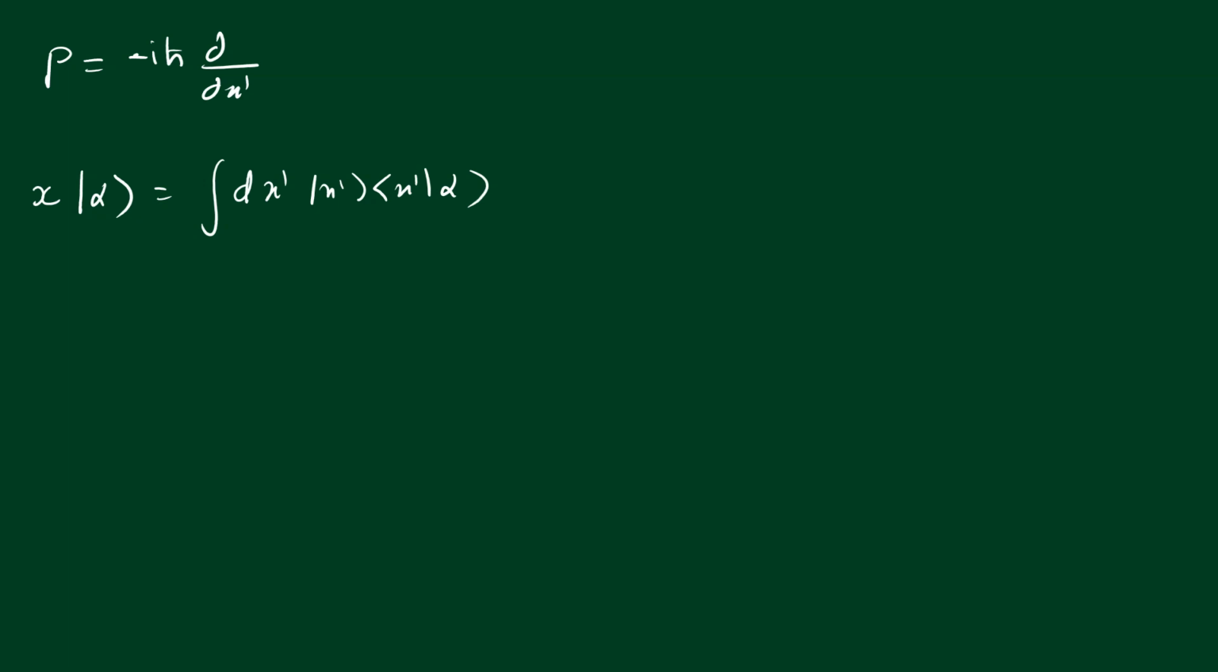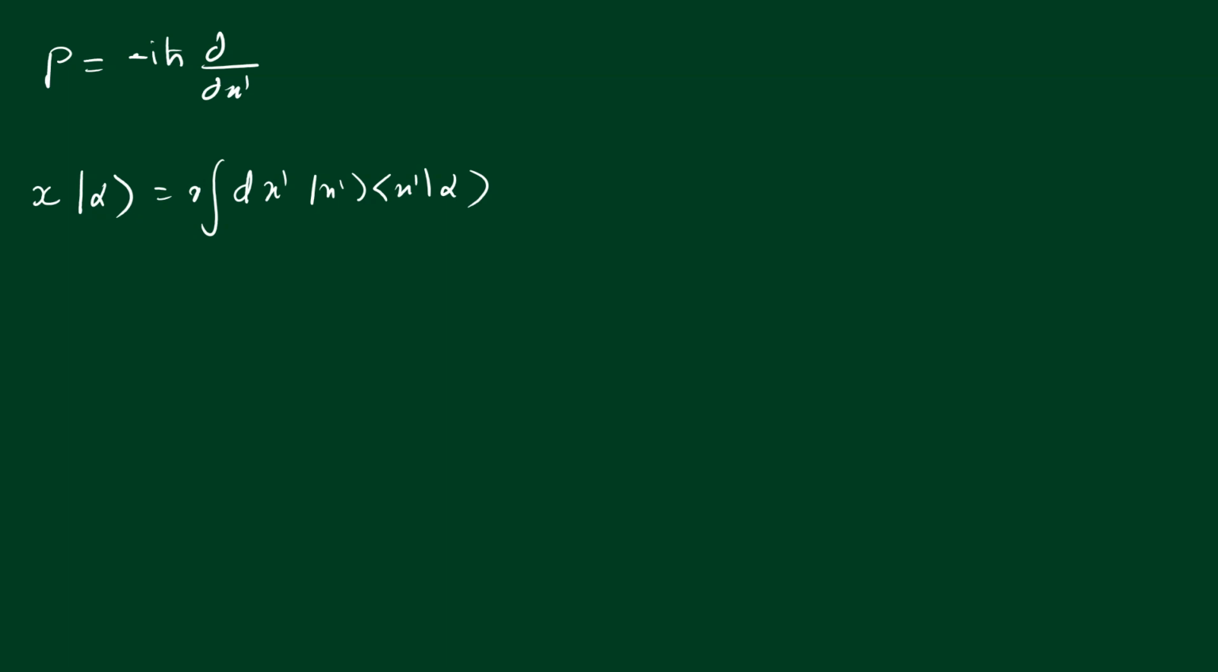Now we have the representation of the momentum operator in the position basis as minus i h bar partial derivative with respect to x prime. We also have the representation of the position operator in the position basis. This can be easily seen. Let's look at the action of the position operator on ket alpha. We again expand ket alpha in terms of the position eigenkets, given by integral dx prime ket x prime bra x prime ket alpha.